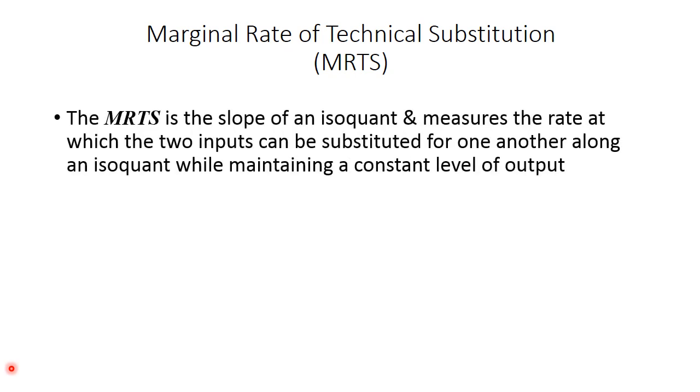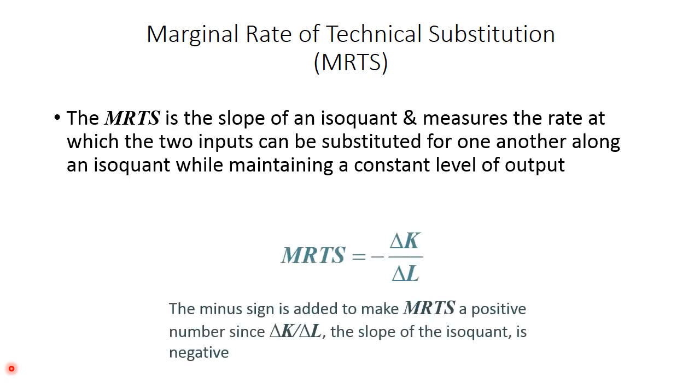Marginal rate of technical substitution, I already explained. It is the slope of an isoquant and measures the rate at which two inputs can be substituted for one another along an isoquant while maintaining a constant level of output. So it is minus delta K upon delta L.